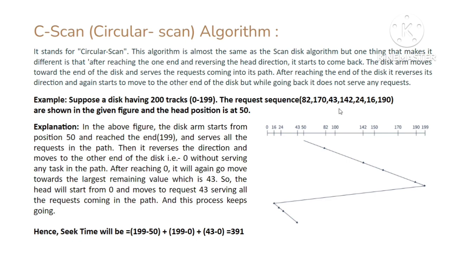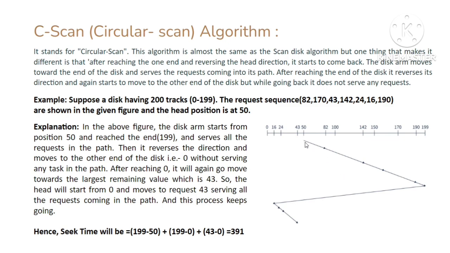In simple words, let us discuss this example. The disk arm goes from track number 50 to the other end of the disk, that is 190. After going to track number 190, it jumps to the other end of the disk, that is 0. It removes the disadvantage of the SCAN algorithm. What was the disadvantage of SCAN? The request which was just serviced by the arm has to wait for a long time before being served again. The C-SCAN algorithm resolves this disadvantage of SCAN.